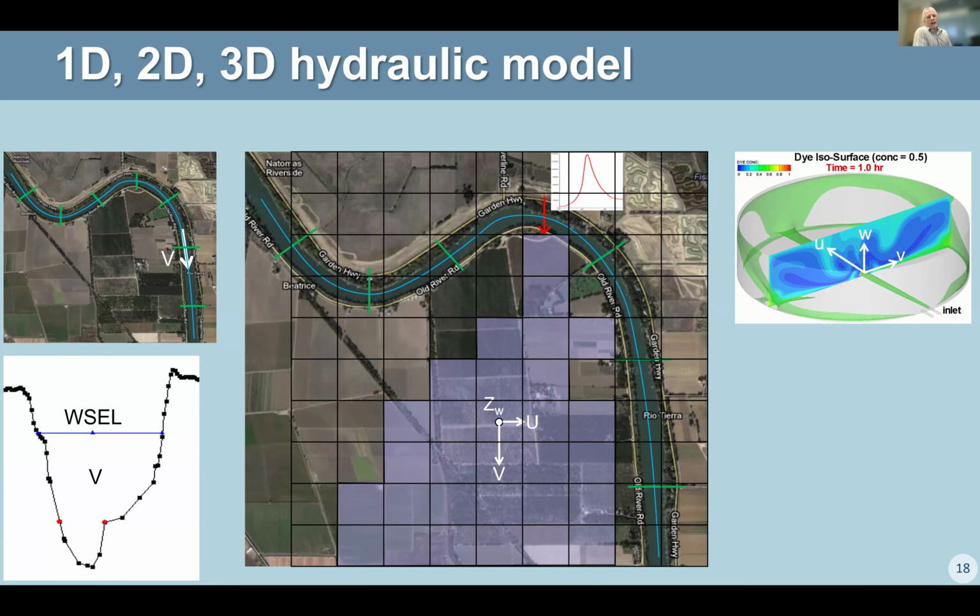And today, you can run very large two-dimensional computer models relatively quickly. 3D models are still kind of, the computing power is not there. You can't develop a three-dimensional model of the entire Central Valley and expect to run that anytime soon.